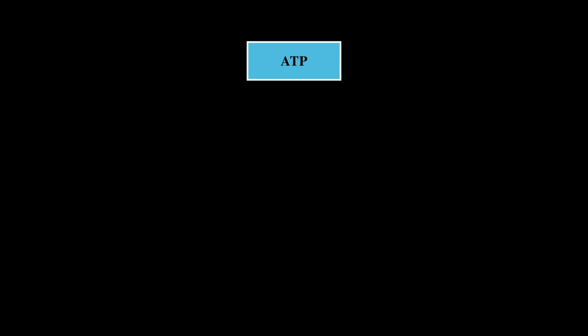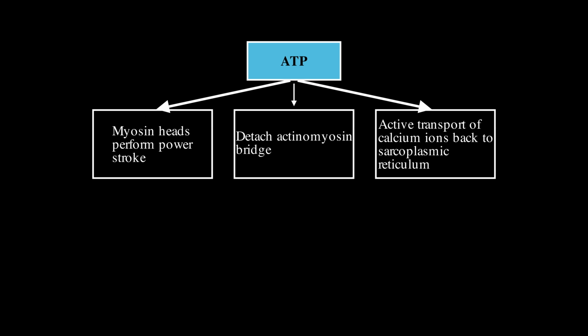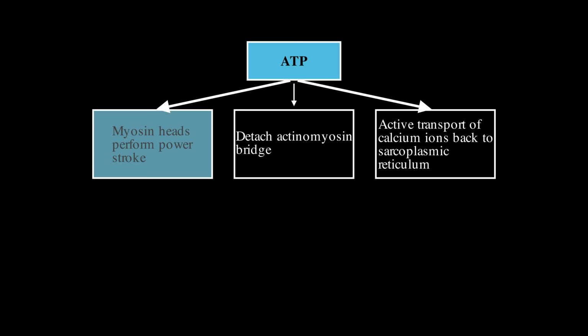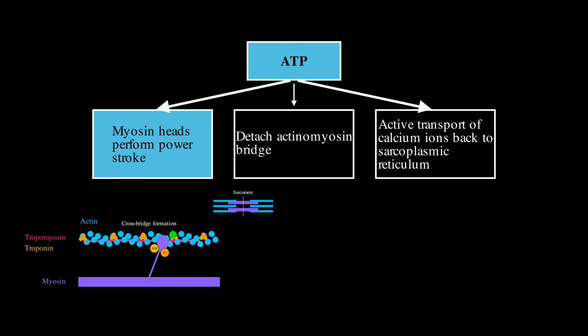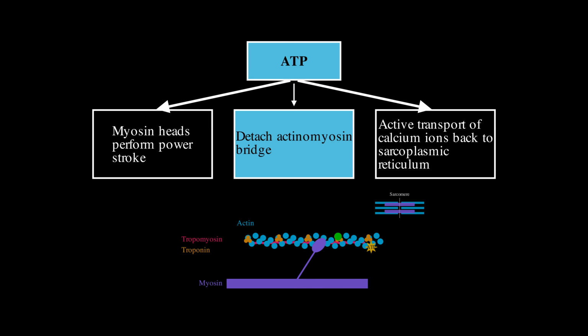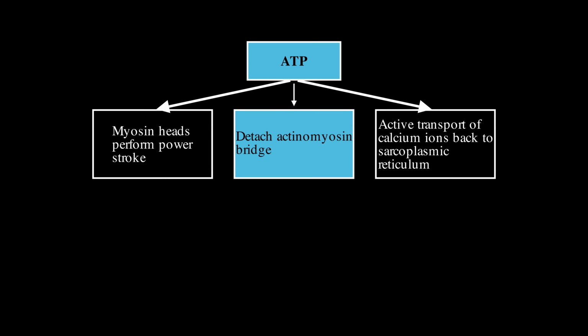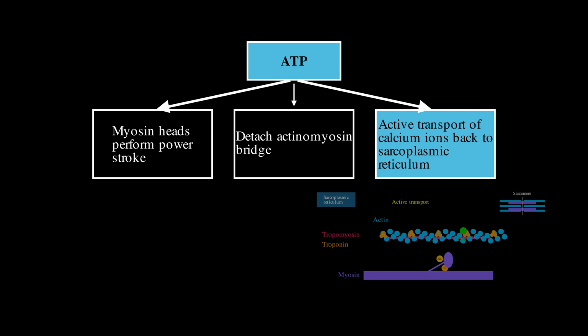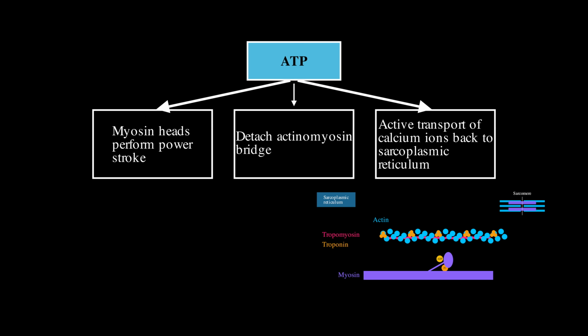To wrap this up, I just want to summarise the role of ATP in muscle contraction, as this is something that often comes up. So the hydrolysis of ATP provides energy for the power stroke of the myosin heads, which pull the actin filaments towards the centre of the sarcomere. ATP is also needed for detaching the myosin heads from the actin filaments and resetting the myosin head to its original position. Finally, it's responsible for the active transport of calcium ions to return back to the sarcoplasmic reticulum.